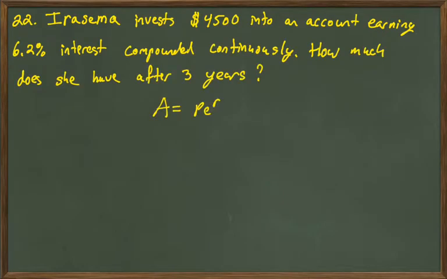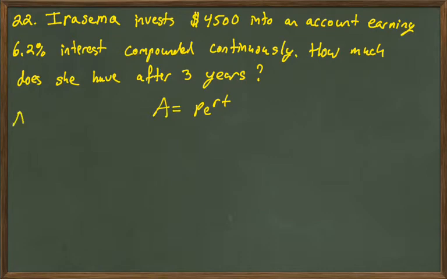So here we have: Arasema invests $4,500 into an account, earning 6.2% interest compounded continuously. So you see the word continuously. So you're thinking A equals Pe to the rt. How much does she have after 3 years? So we're going to handle this in the same way we've done the previous ones.